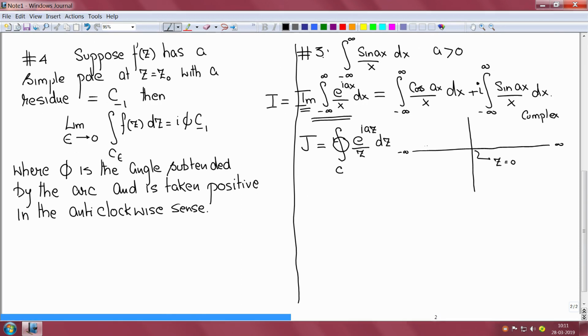So now the contour we choose is we come from minus infinity on the real axis. At minus epsilon, we choose a small circular arc, we circumvent the singularity, then we proceed towards plus infinity and close it with a circular arc.